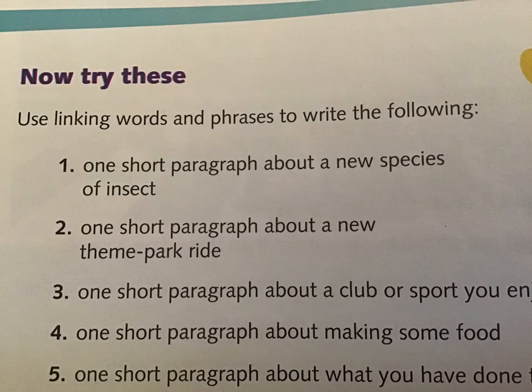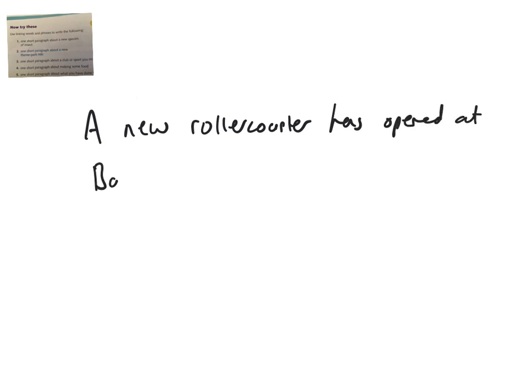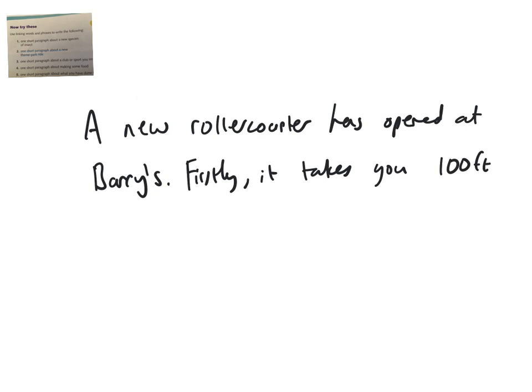For the Now Try These questions, you have to use linking words and phrases to help you write a short paragraph about something. I think I'm going to choose number 2, one short paragraph about a new theme park ride. So, for example, a new roller coaster has opened at Barry's. Firstly, it takes you 100 feet in the air.